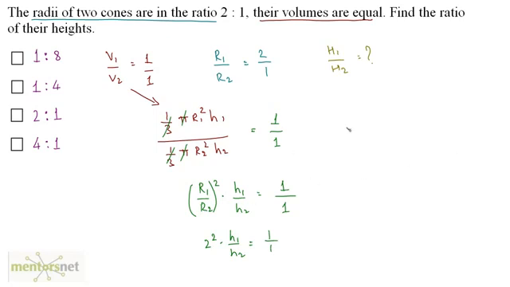Okay, so I can write H1 by H2 is equal to, this 2 square comes down on the right hand side. So I have 1 by 2 square, and 2 square is actually 4. So H1 by H2 is 1 by 4. That means the ratio of the heights is 1:4. So option B is the correct answer.